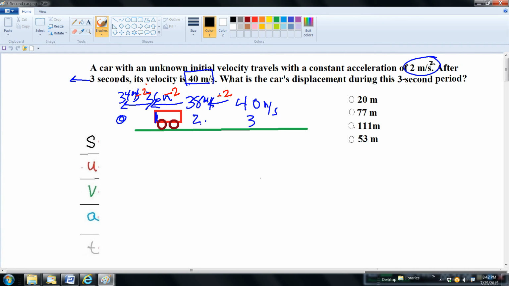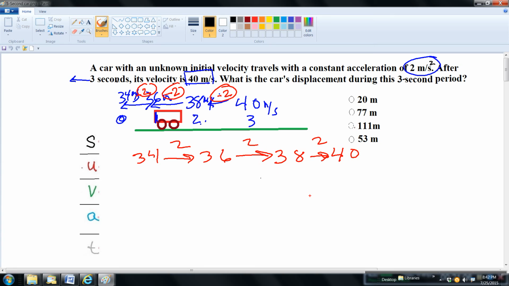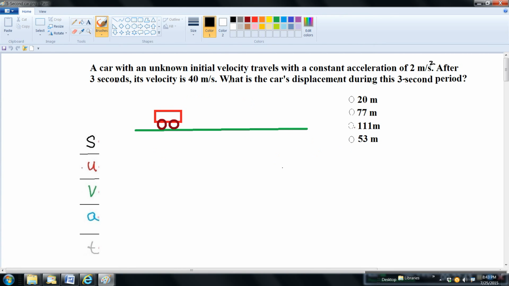So what do we do? There were 3 seconds, and for 3 seconds, each time we increase by 2 meters per second from 34. So we go from 34, 36, 38 to 40. 1 second, 2 second, 3 second. Adding 2 meters per second each time. So there is some common sense stuff to this, and it's only because this is the 4th video in this series that I'm starting to disclose some of this stuff. But stay with the SUVAT.